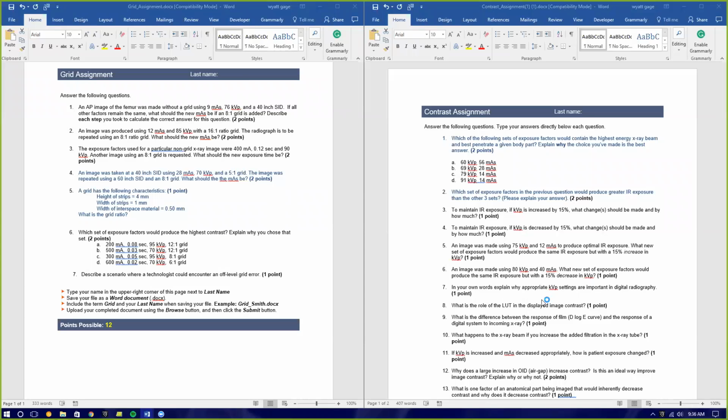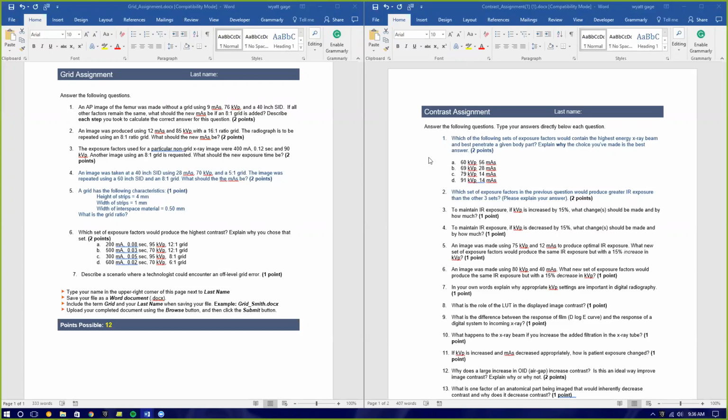So as you can see here, I've got the two different assignments for the week up, the contrast assignment here on the right, and then the grid assignment here on the left. You can see there's a couple that are highlighted in blue. Those are the ones I'm going to talk about because, like I said, I've seen a reoccurring trend of those being wrong, and I want to make sure you have a clear understanding of why. If you still have questions or need more clarification, please do feel free to reach out to me. So let's look at the contrast assignment first and read through number one.